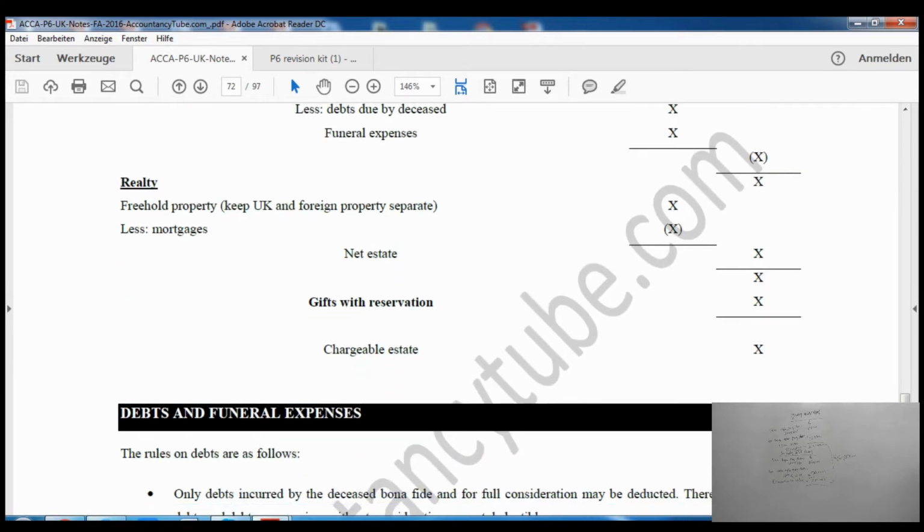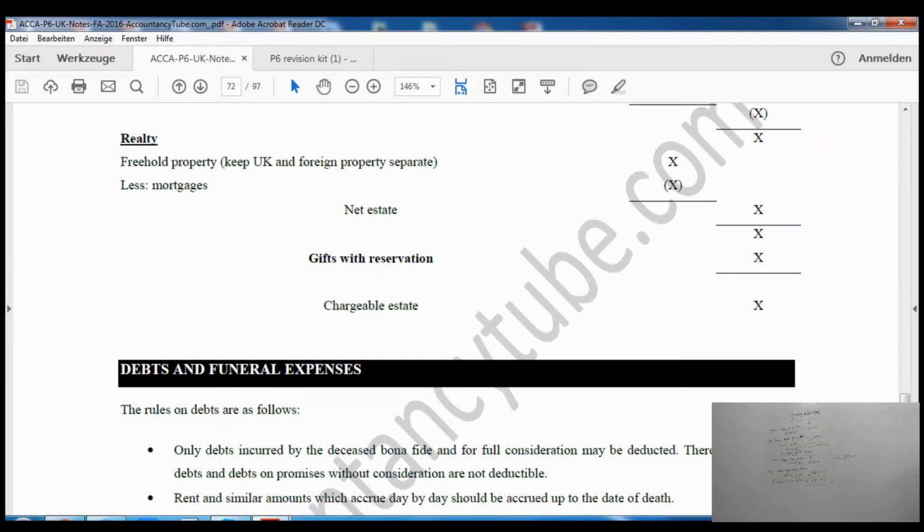And in the property section, we'll have to take the freehold property, keep UK and foreign properties separate in this section, and we'll have to deduct the mortgage from that. If any house is on mortgage, you'll have to deduct the expenses of the mortgage from that as well.